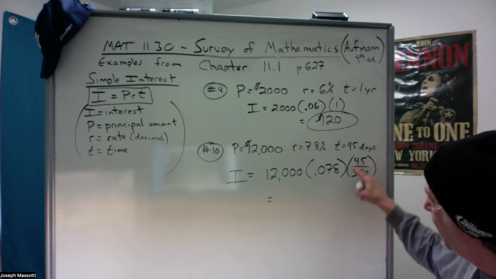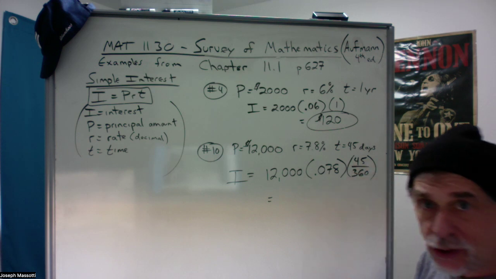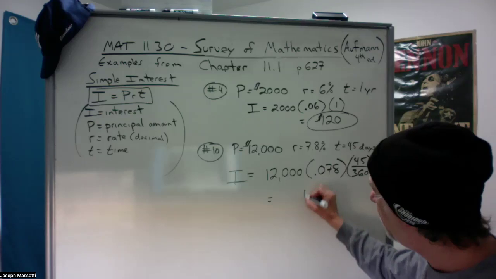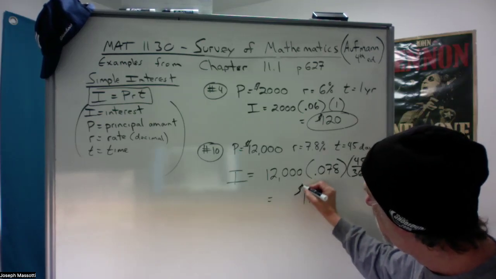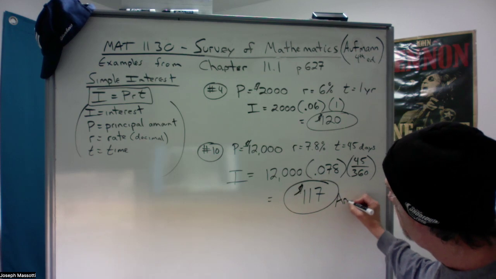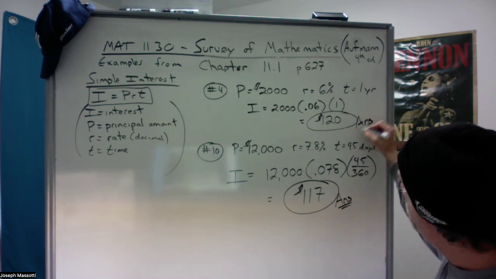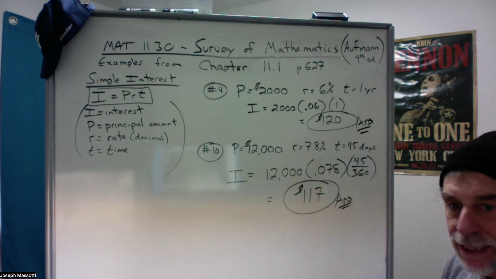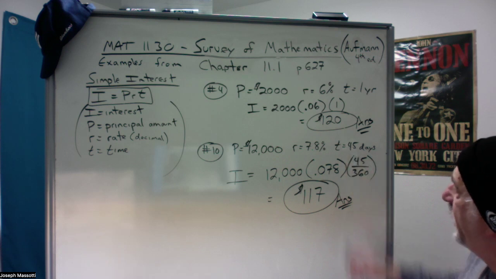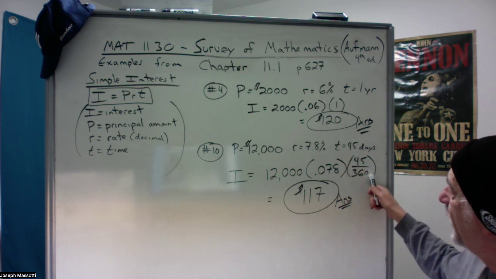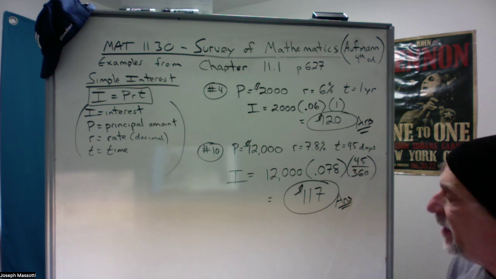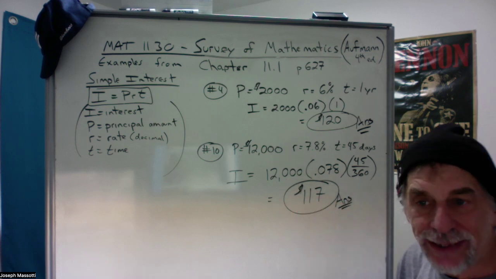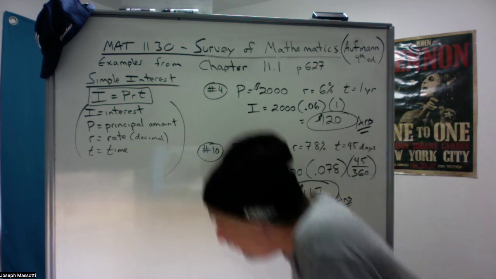Make sure you put this in parentheses. Order of operations. Make sure your calculator is doing things correctly. And we should get $117 for our answer for the simple interest earned. If you invest $12,000 at 7.8% interest for 45 days. 45 days out of 360 days is the time. Simple interest based on 1 year. Rate of interest, principal, gives us $117 of simple interest.